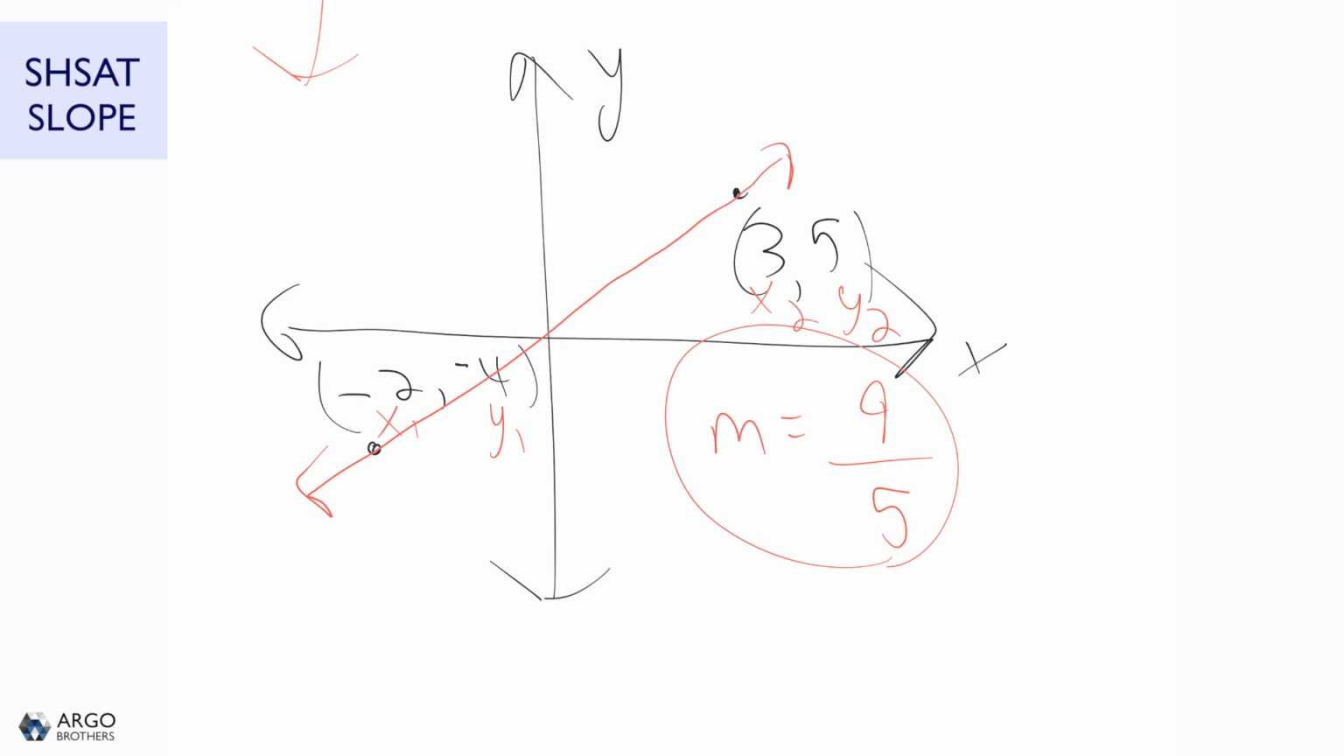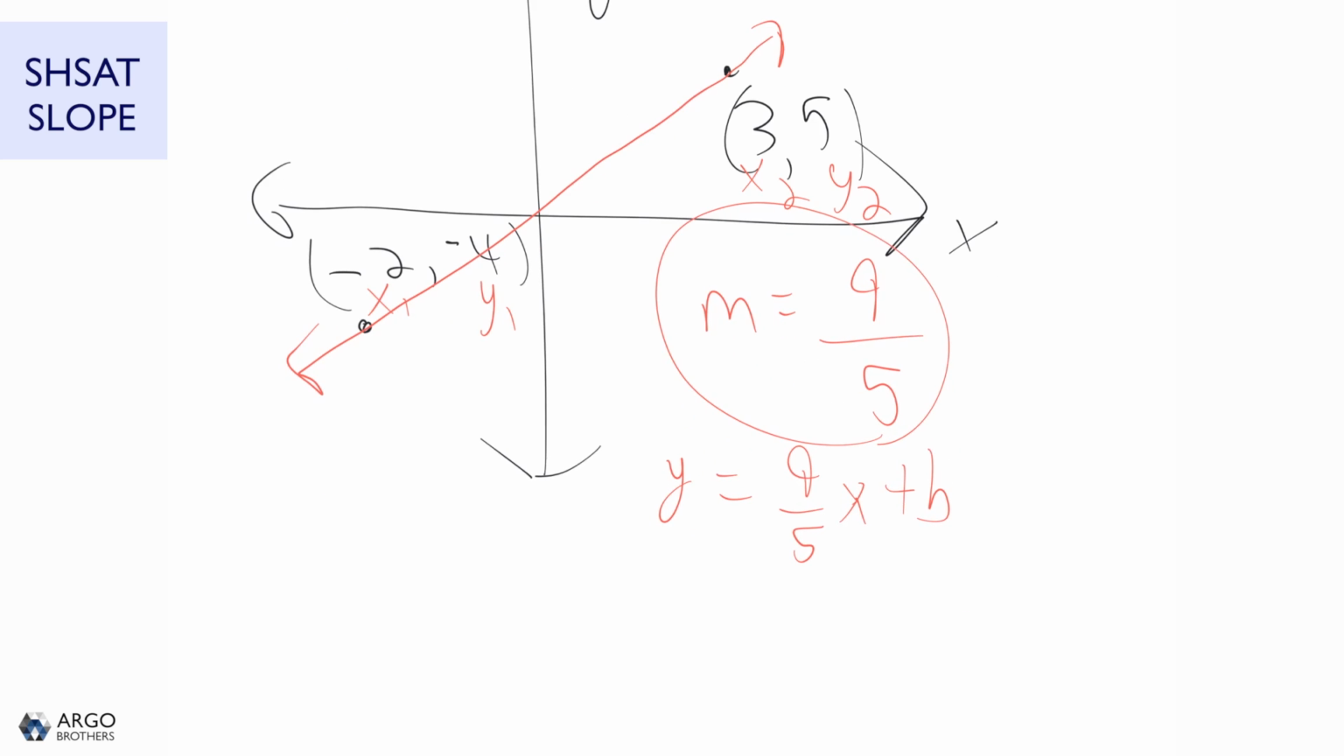Great. Now, how do we find the y-intercept? Well, we know the equation is y equals mx plus b, so we already have the slope, so it's y equals 9 over 5x plus b. But we still need b, which is the y-intercept. So we can plug in any point. Let's pick this point to plug in. So we're going to plug in the y value as -4, the x value as -2. So we have 9 over 5 times -2 plus b. So let's solve for b.